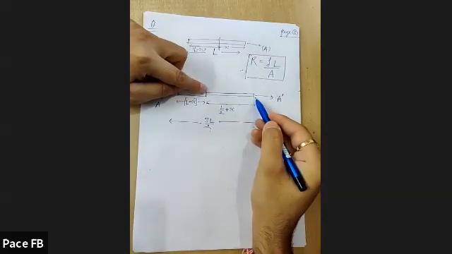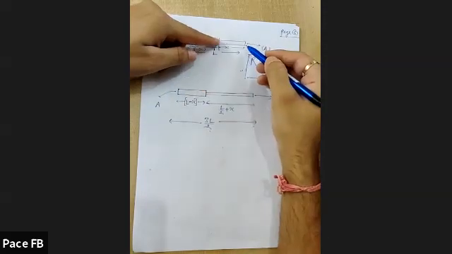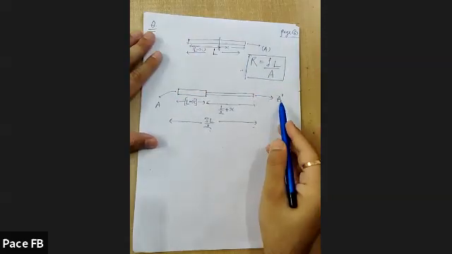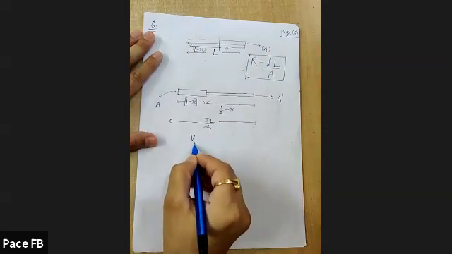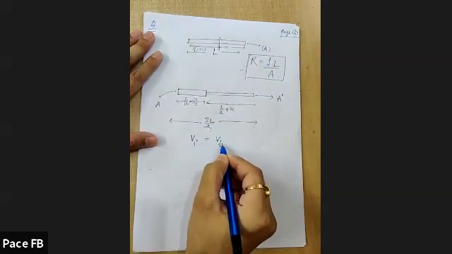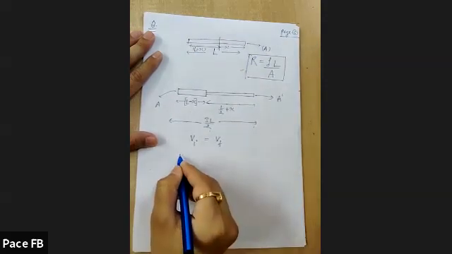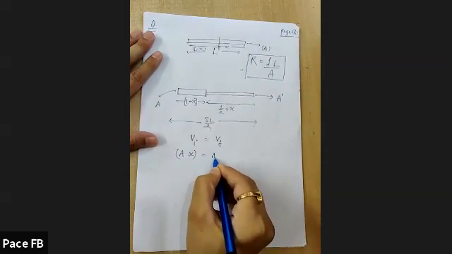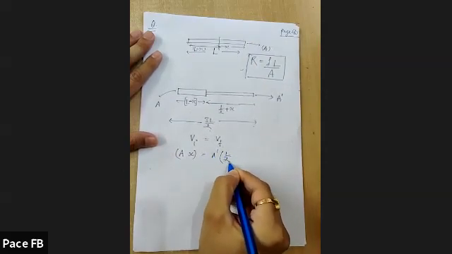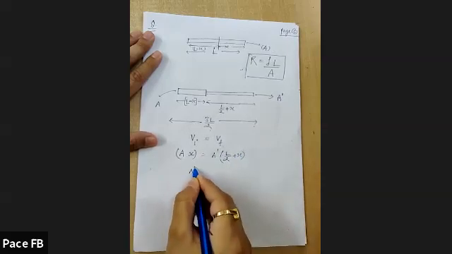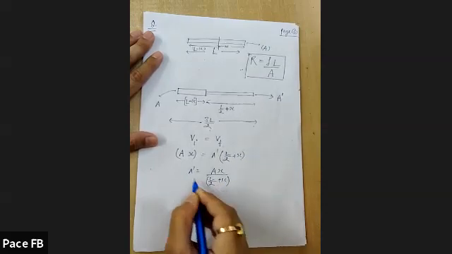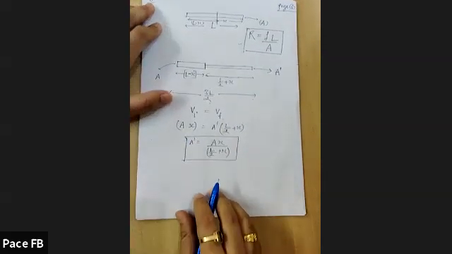So this stretched part had initial length X, and now the final length of the stretched part would be L by 2 plus X. And area is A dash. By volume conservation, the initial volume of the stretched part should equal the final volume. The initial volume is cross-sectional area A multiplied by X, and the final volume is A dash multiplied by length L by 2 plus X. So A dash comes out to be AX upon L by 2 plus X.